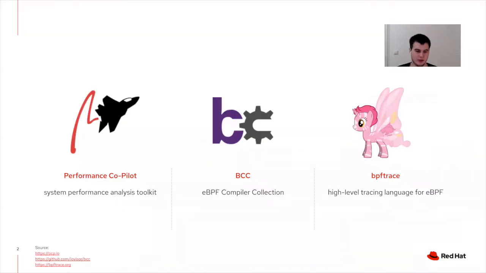Performance Copilot is a system performance analysis toolkit with a wide range of metrics. It supports logging, alerting, visualization with Grafana and much more. BCC is the eBPF compiler collection and it makes it easier to write eBPF tools, and it also has a great integration with Python. bpftrace is a high-level tracing language for eBPF.